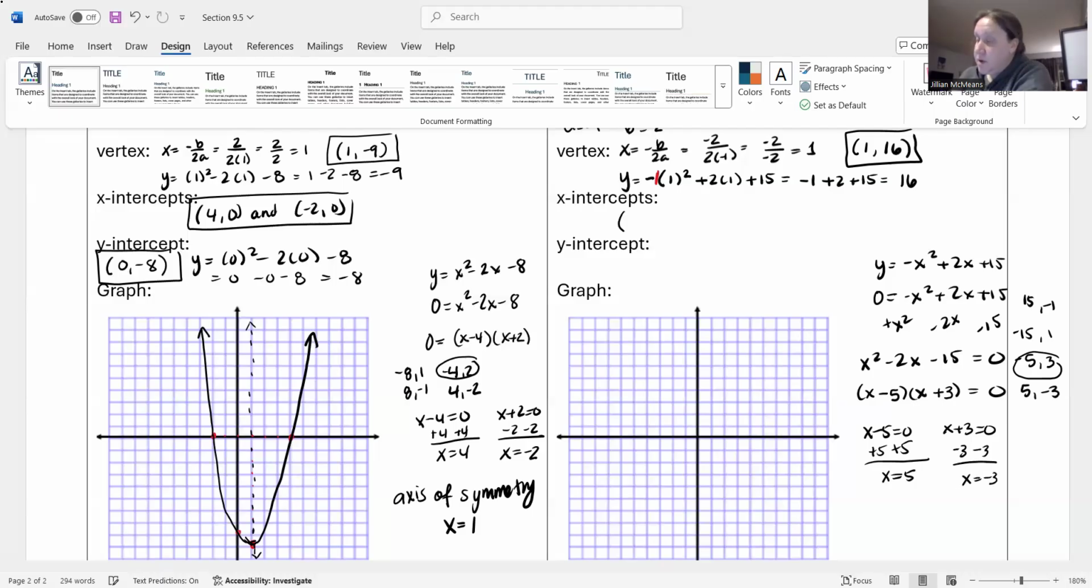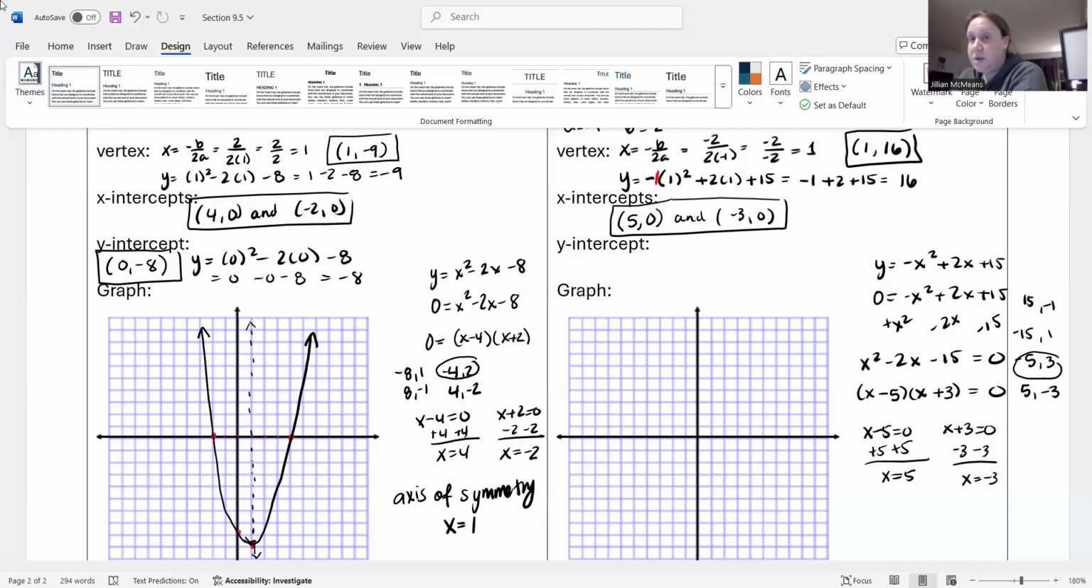So for the x-intercepts, let's write them as ordered pairs. The first x-intercept is 5, so we get an x-coordinate of 5 and a y-coordinate of 0. And then the second x-intercept is negative 3, so our x-coordinate is negative 3, and our y-coordinate is 0. So those are our x-intercepts.